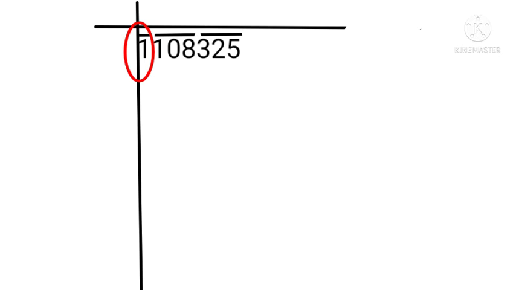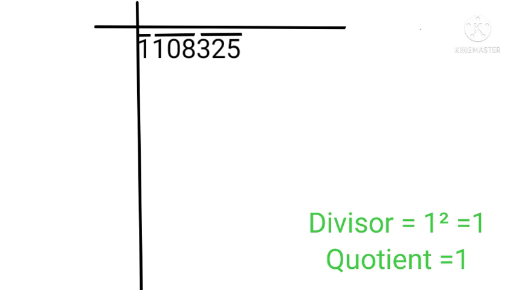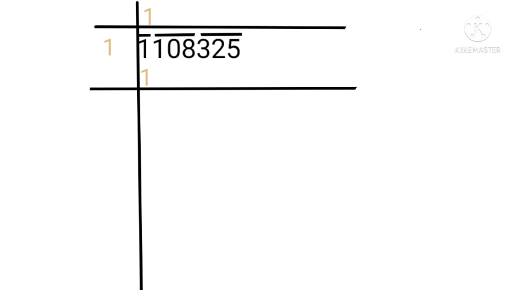For the divisor we need a number whose cube is less than or equal to the first triplet. We know that there is only one number, that is 1, whose cube is equal to 1, which is equal to the first triplet. Now we have to write that number squared in the divisor and that number itself in the quotient and carry out the division. Here after the first round of division, the 1 got cancelled. Now here comes the twist. In ordinary division, we carry down the next digit, that is 1. But here we have to carry down the next entire triplet, that is 108.